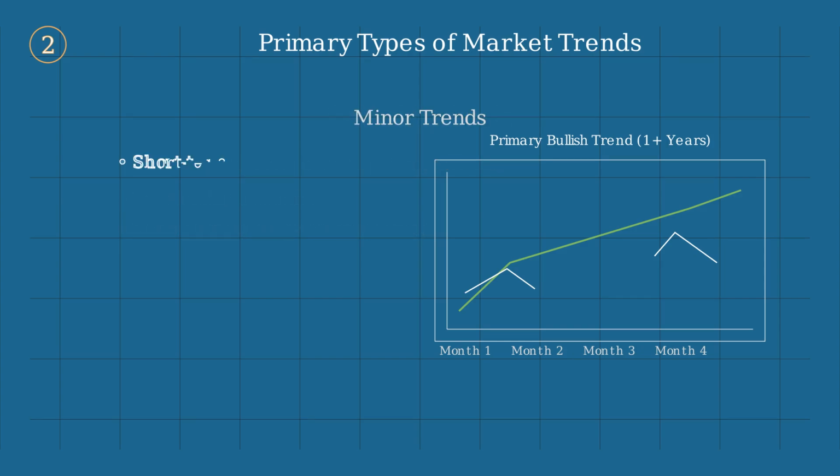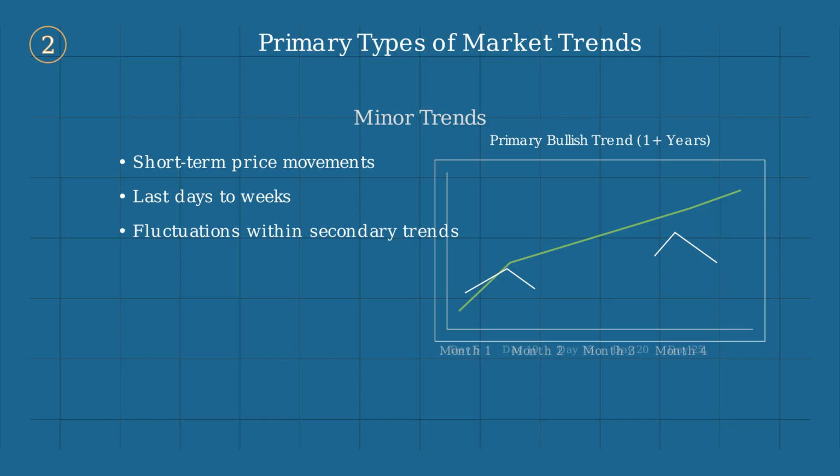Minor trends are short-term movements lasting only days to weeks. They represent temporary fluctuations within secondary trends. These are the most rapid and volatile of all trend types. Day traders and short-term speculators focus heavily on minor trends, while long-term investors typically ignore this noise.